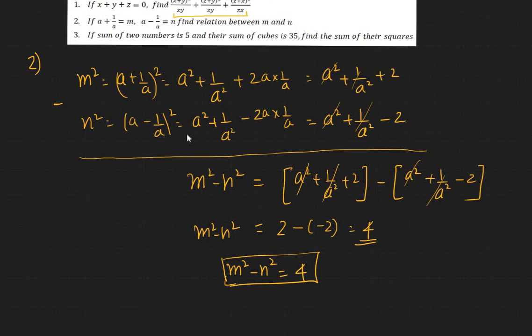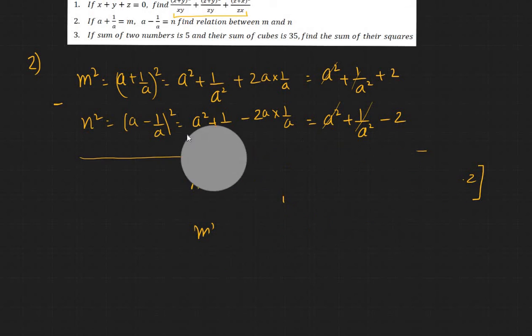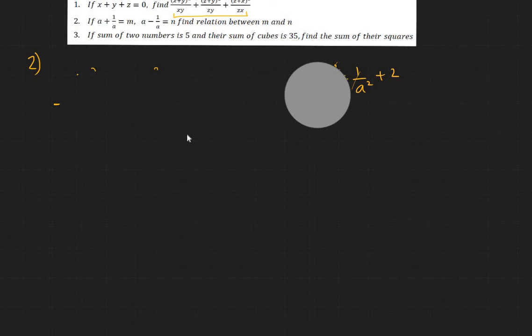Here's the next question. If the sum of two numbers is 5 and their sum of cubes is 35, find the sum of the squares. Whenever you get a problem like this, it's quite easy if you translate this from English to mathematics. So the sum of two numbers is 5, x plus y equals 5, and the sum of the cubes, x cubed plus y cubed, is 35, and you're asked to find x squared plus y squared equal to what?